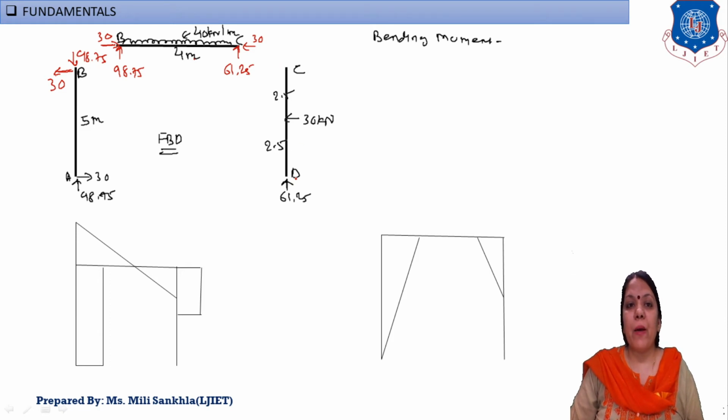Now turn for CD member. Here at C joint, 30 force acts in left direction, so indicate here 30 force in right. 61.25 acts in up direction, so mention here 61.25 acts in down direction. Okay, now this 30 acts in right direction. In the frame, 30 load is already given in left direction, that means my answer is verified. My frame is balanced, and this 61.25 acts in down direction, and we already found 61.25 in upward direction. Again my vertical reaction is also balanced.